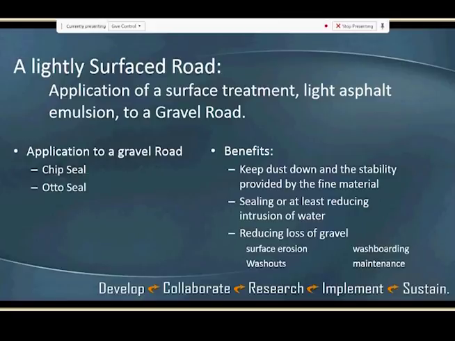And then what are the benefits? Realistically, you're going to keep the dust down. You want to seal that surface to keep the water out potentially, so that the integrity of that gravel road section is maintained for a longer period of time. And reducing the loss of gravel, either through dust going up in the air, surface erosion, any of those things, washouts. And the idea being that you're reducing the maintenance on that road, so you're getting something back in those terms.